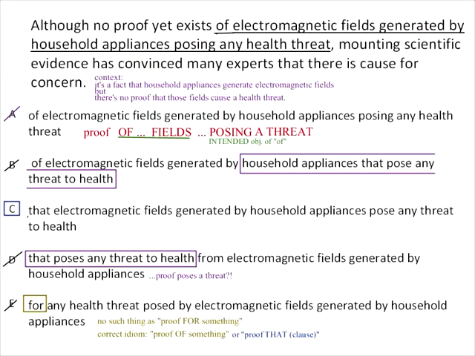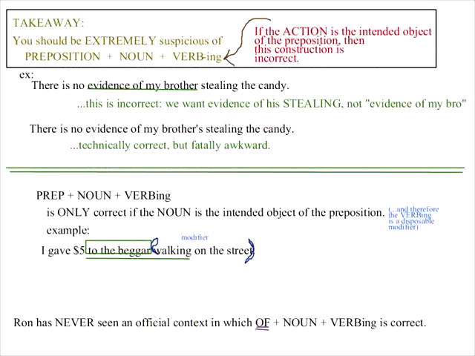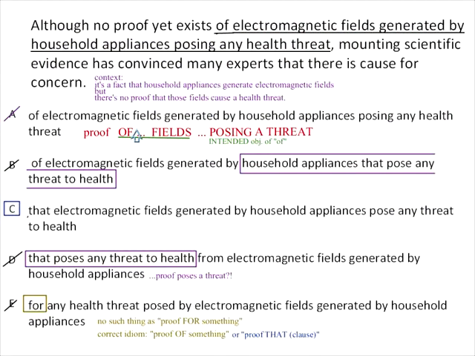The question is, how do you fix A? You would fix A by basically converting it into C. That's pretty much the only way to do it. Because you can't make minor fixes to A. The only minor fix you could make would be something like this. And as we've said, that fix is still fatally awkward. So the only way to fix of fields posing is to change it to proof that fields pose a threat, which is exactly what choice C does. So really the only reasonable way to fix A in this problem is to turn it into C. Okay, I hope that answers your question.